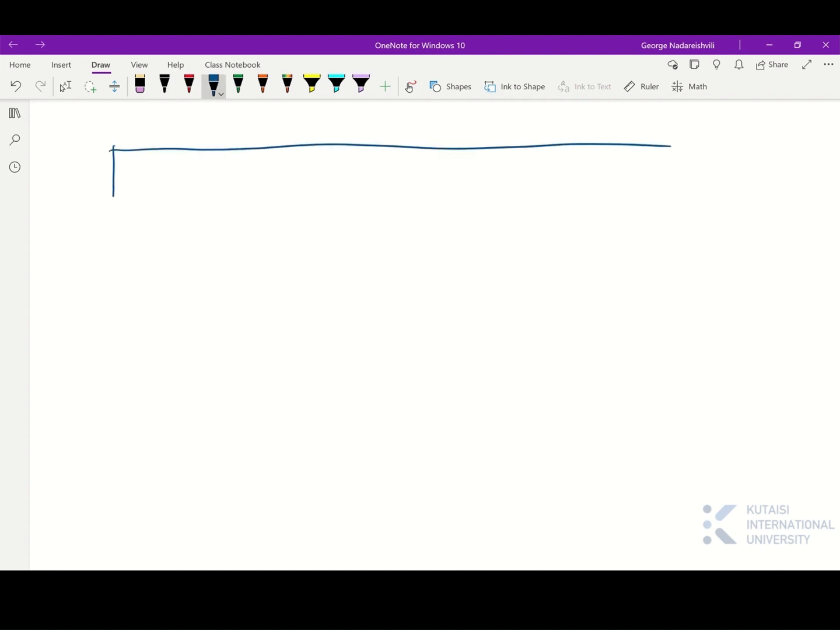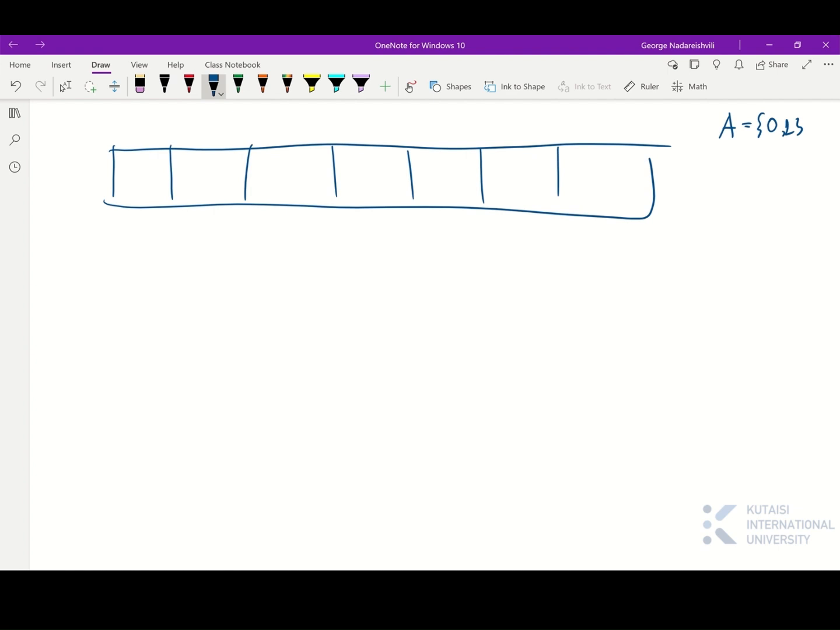So again, you have a tape. So this is your tape that you're reading your word onto. So let's take my alphabet for simplicity to be 0 and 1. So my word is something like this. I don't know. So this is my input. It goes on like this.